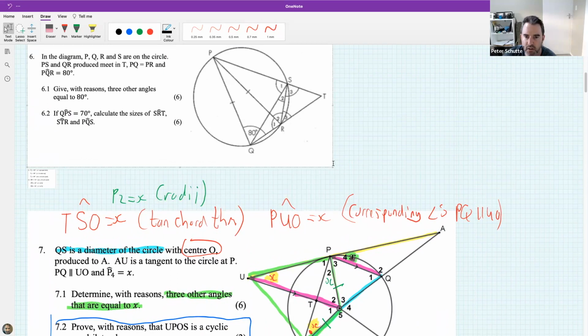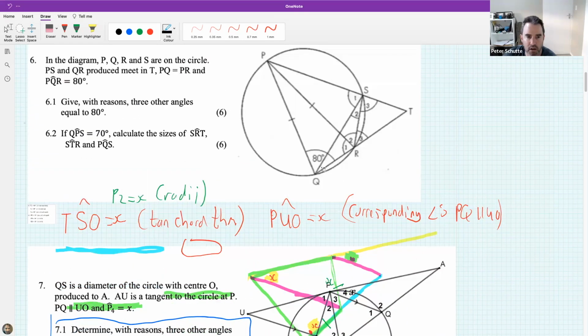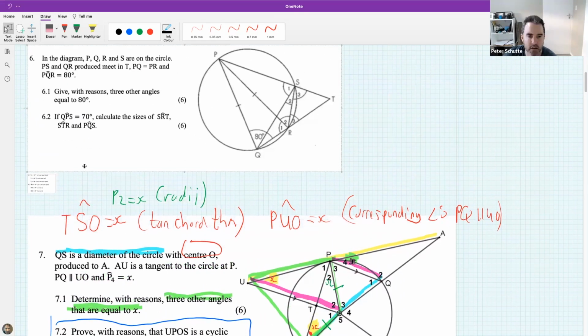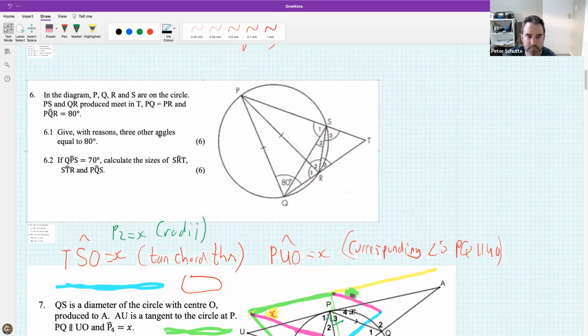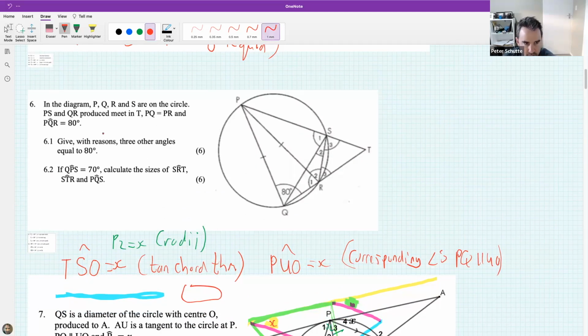Here is... why is this in the way? Okay, let's try and do this one over here. So you're given the following drawing, and it says that PQ is equal to PR. So we've got this side is equal to that one. We know that PQR is 80. So PQR is going to be this angle over here.